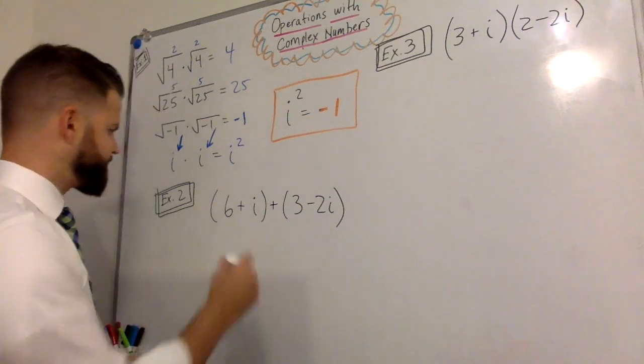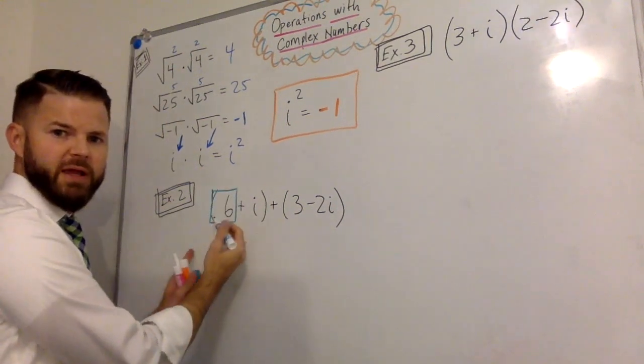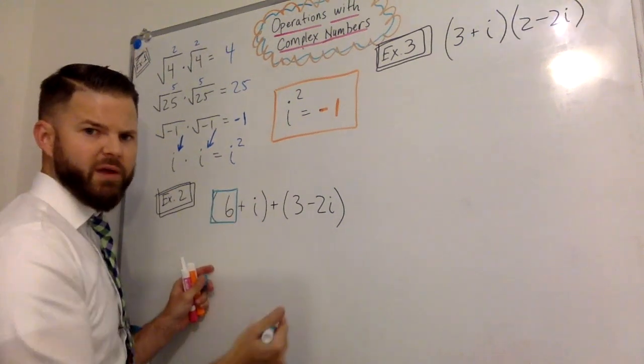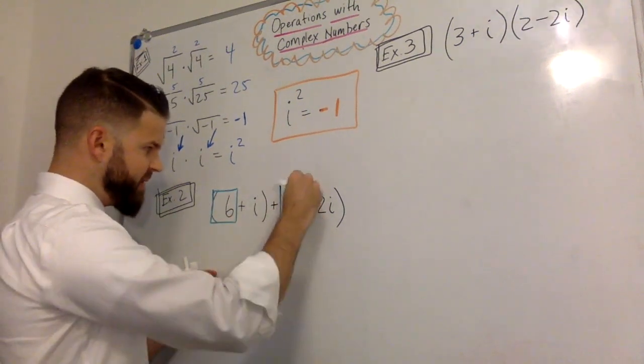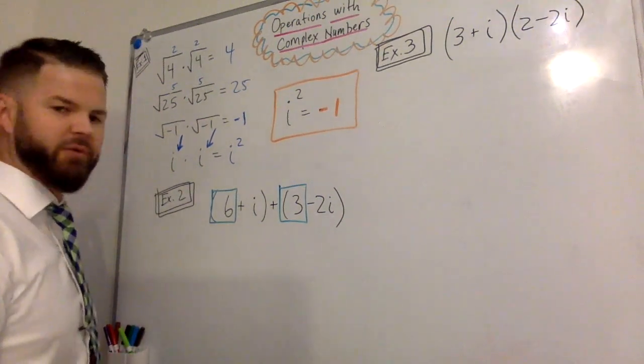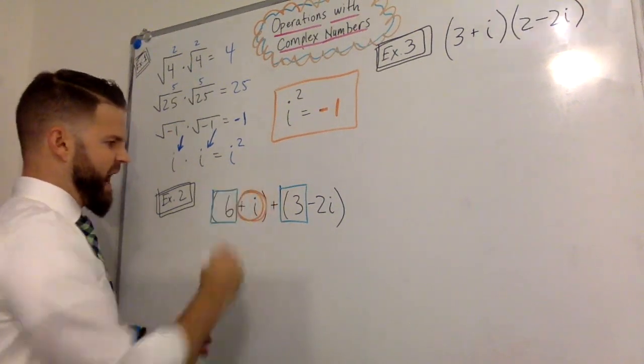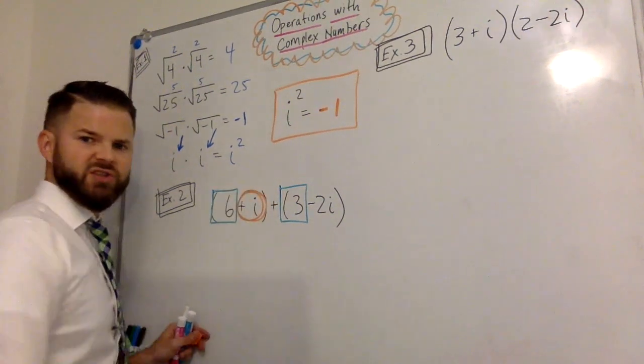So let me see what I got. This guy here in the blue box is just a regular number. In this set, do I have any other regular numbers with no variables? Yeah, this guy. I sure do. It's just the 3. So now I got this little guy in the orange circle. Looks like just an i. Do I have anything else in this set with just an i?